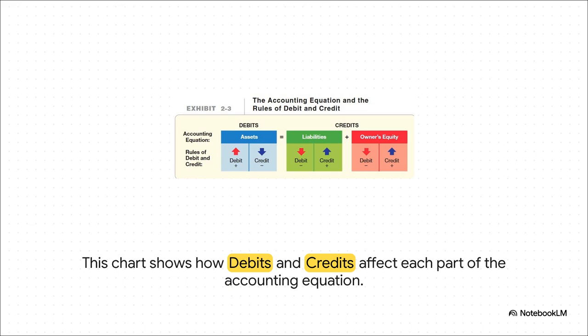Look at assets on the left side of the equation. To make an asset go up, you use a debit, a left side entry. To make it go down, you use a credit. Now look at the other side, liabilities and equity. It's the complete opposite. To make them go up, you use a credit, a right side entry. And to make them go down, you use a debit. This beautiful little system is what keeps that scale perfectly balanced no matter what.